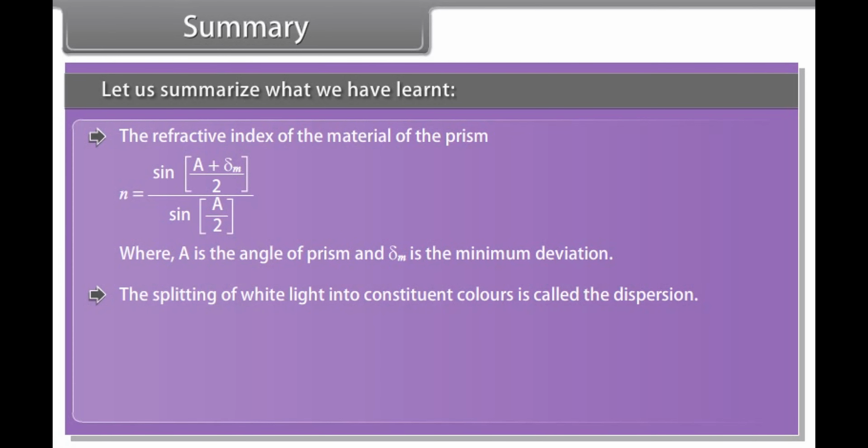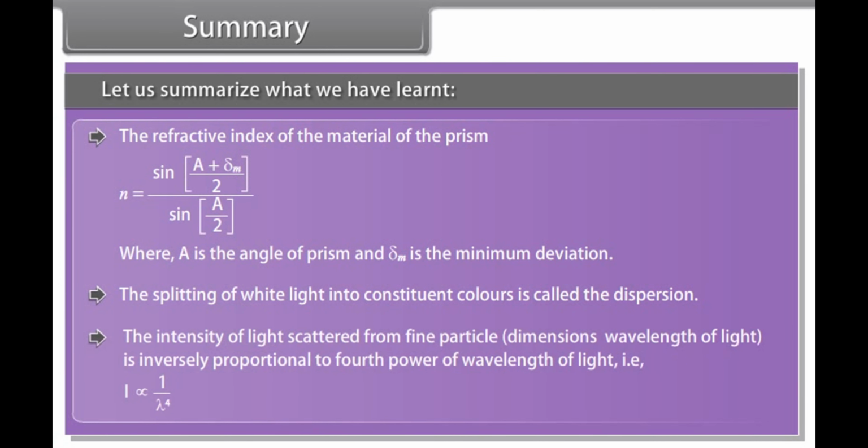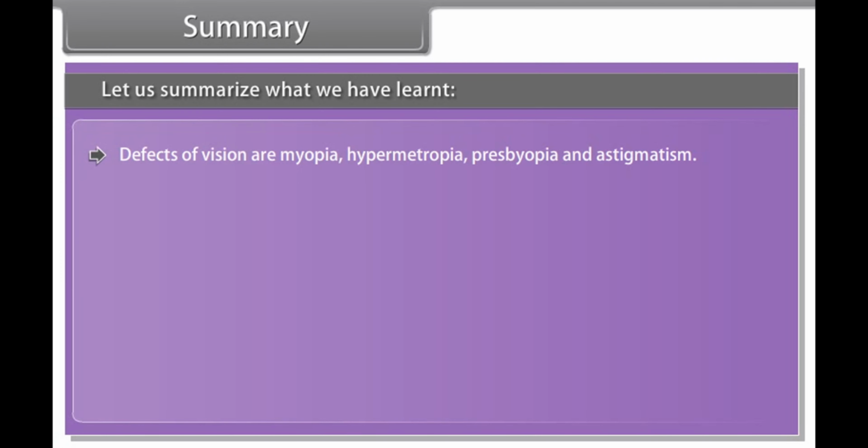The splitting of white light into constituent colors is called dispersion. The intensity of light scattered from fine particles, with dimensions smaller than the wavelength of light, is inversely proportional to the fourth power of the wavelength of light, that is, I is directly proportional to 1 upon lambda raised to the power 4. Defects of vision are myopia, hypermetropia, presbyopia, and astigmatism.